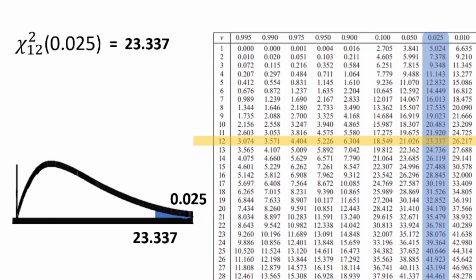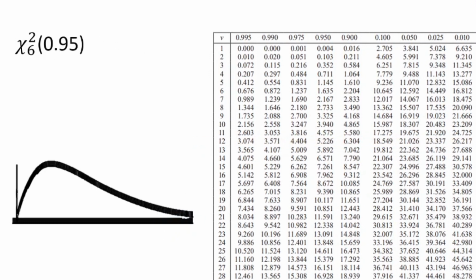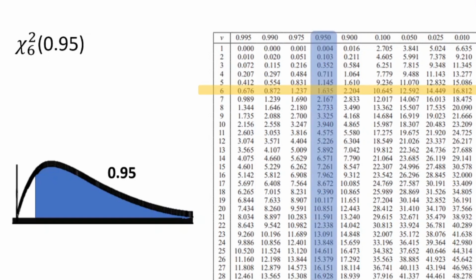How about if the question was phrased this way? We want a value that is exceeded by 95%. 95% is quite a large percentage, which means we should be expecting a critical value close to 0, all the way down here on the left hand side. Let's track that down. We want the row with 6 degrees of freedom, the column with 95%, and that gives us a critical value of 1.635. So quite low, just like we expected.